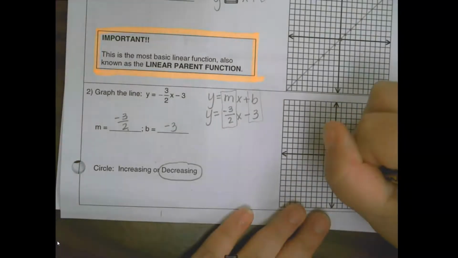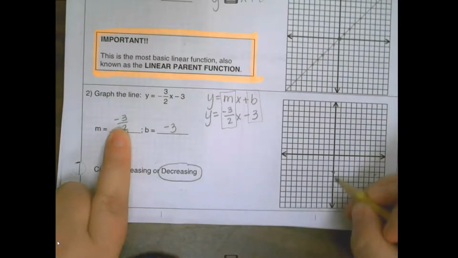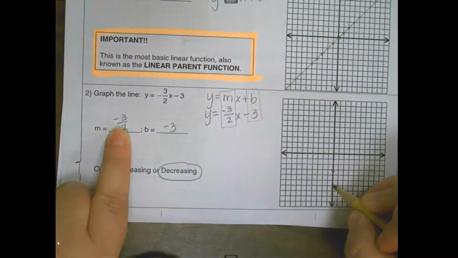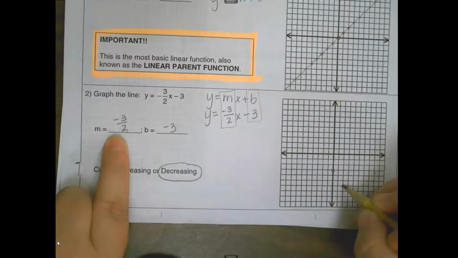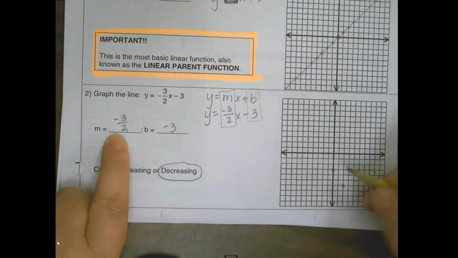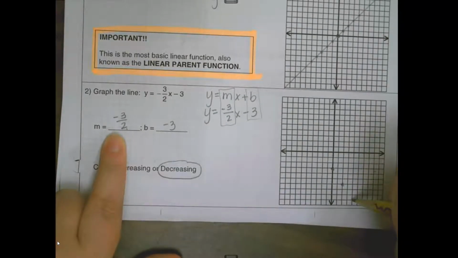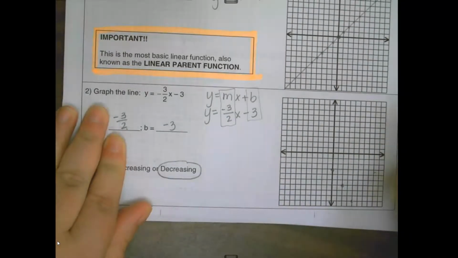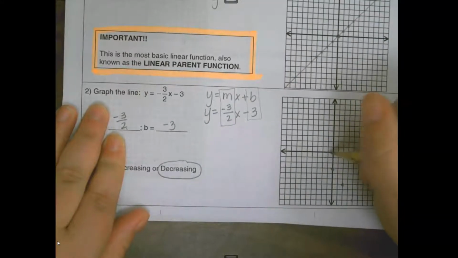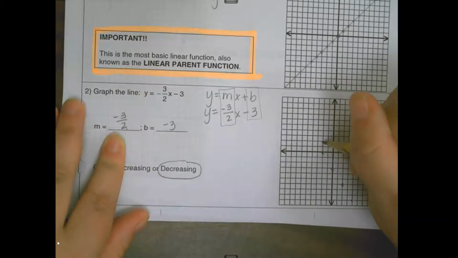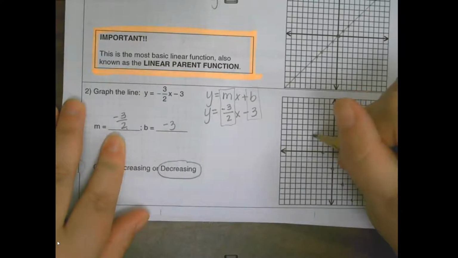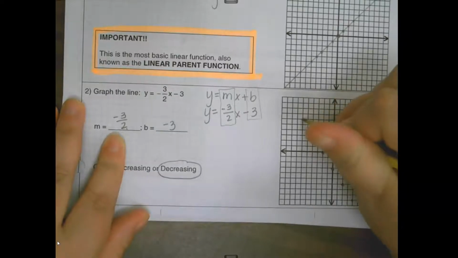That's our beginning. And we're going to rise negative 3. So 1, 2, 3, run 2. Now the reason we went down is because remember negative means going down. 1, 2, 3, 1, 2. Work a couple of them backwards too. 1, 2, 3, 1, 2.